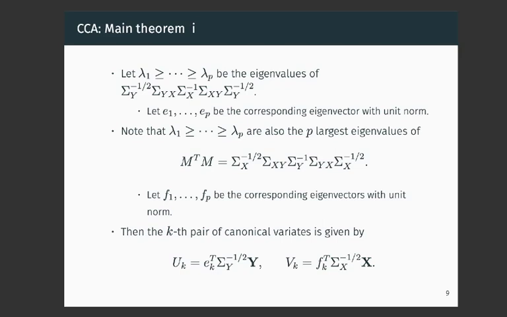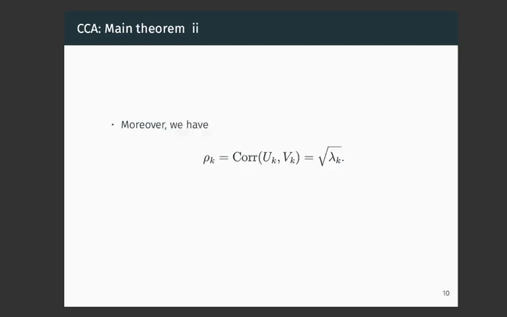And so the main theorem says that we can get the kth pair of canonical variates as follows. So Uk is going to be Ek transpose times sigma y to the negative 1/2 times y. And Vk is going to be Fk transpose times sigma x to the negative 1/2 times x. So you can see we get the canonical variates as linear transformations that involve the eigenvectors. And moreover, we have that rho k, which is the correlation between Uk and Vk, is given as the square root of lambda k. And so the eigenvalues give us the correlations, or the correlation squared.